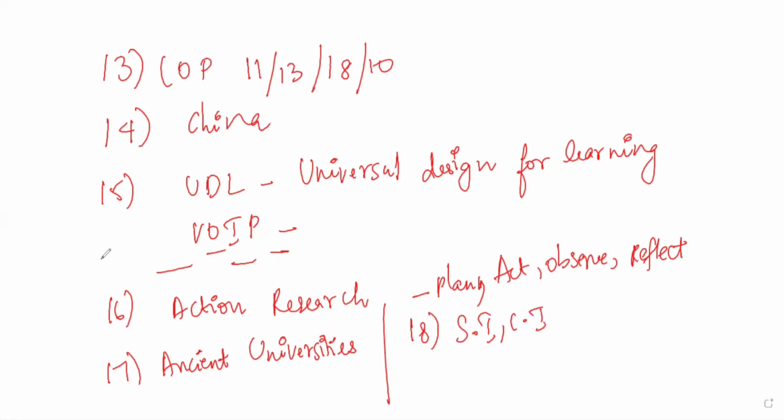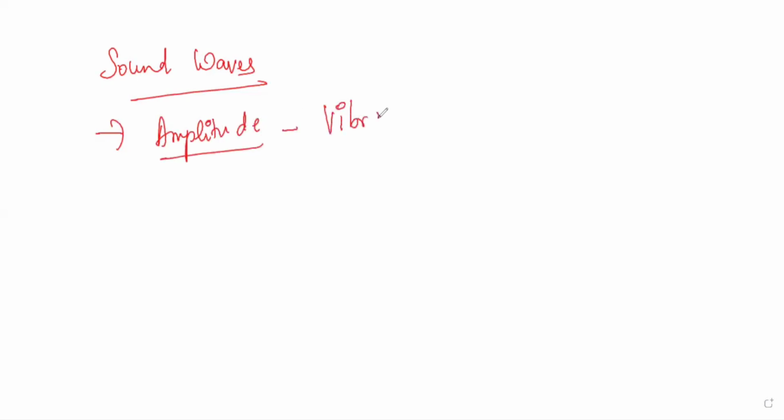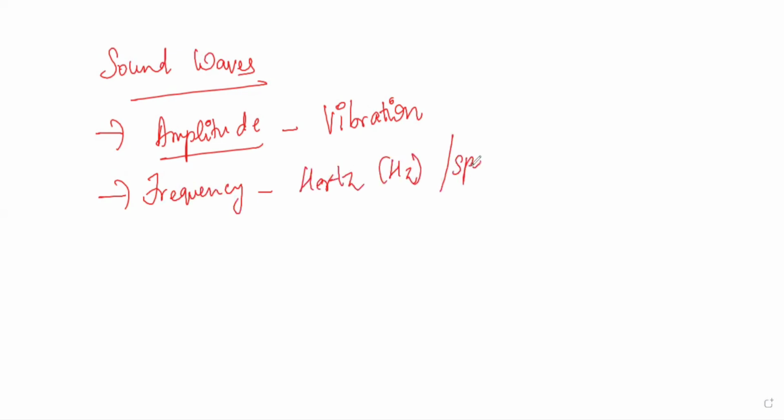The next important thing which we are going to see is sound waves. Questions on sound waves. Basically, the components of a sound wave, if you see amplitude. What is amplitude? It is the vibration. Higher the vibration, higher will be the sound. Next one is the frequency. Frequency, if you know, is measured in hertz, right? Hertz. This is the speed at which the sound travels, that is frequency.